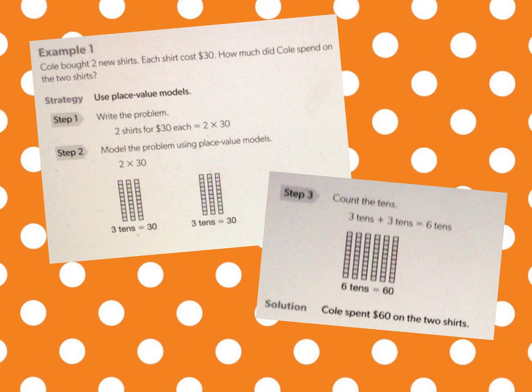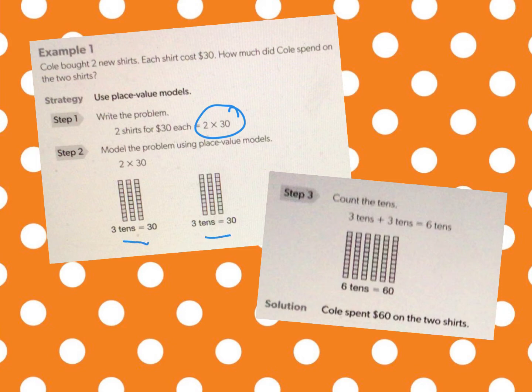Cole bought 2 new shirts. Each shirt cost $30. How much did Cole spend on the 2 shirts? So we're going to write the problem, 2 shirts for $30 each, to give us 2 times 30. Okay? We've been practicing how we can take away that 0 and multiply times that basic fact, 2 times 3, and then just add the 0, or you can show it and model it by using place value models like these 10 sticks. So 2 times 30 is 3 tens 2 times. So there's 30, and there's 30.